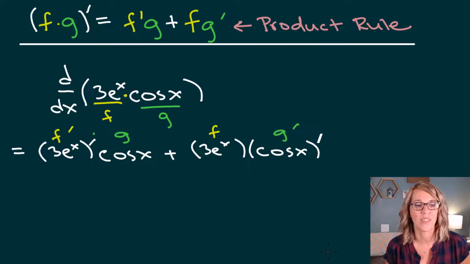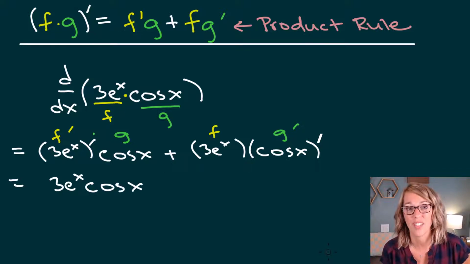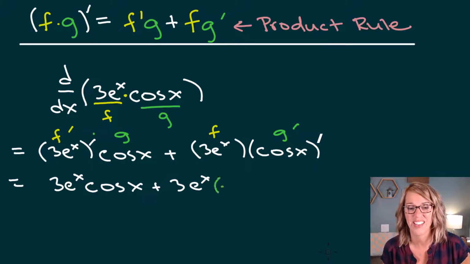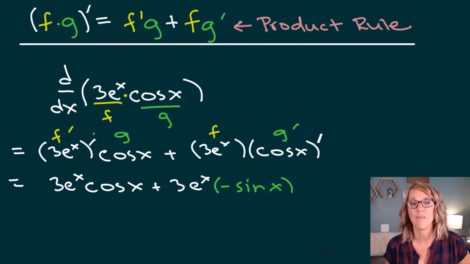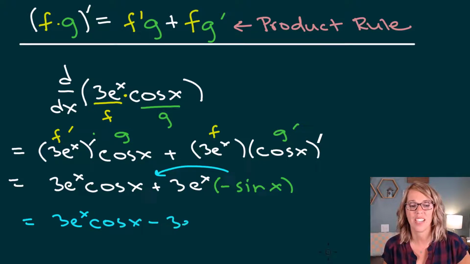Simplifying what we've got, the derivative of 3e to the x is just 3e to the x. I was not doing anything with that cosine for the first term, so I get the cosine of x. Nothing changes with 3e to the x, so I get plus 3e to the x, and I take the derivative of cosine. That's the only thing that changes here, and that's going to be a negative sine x. I can clean this up just a teeny tiny bit by moving that negative sign out in front of that second term, and I end up with my answer. So 3e to the x cosine x minus 3e to the x sine x.